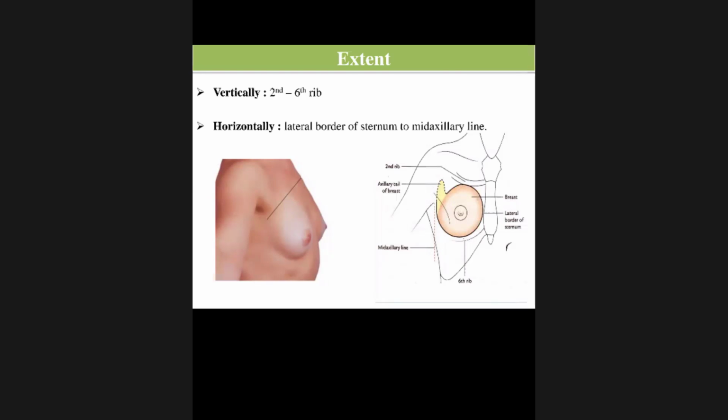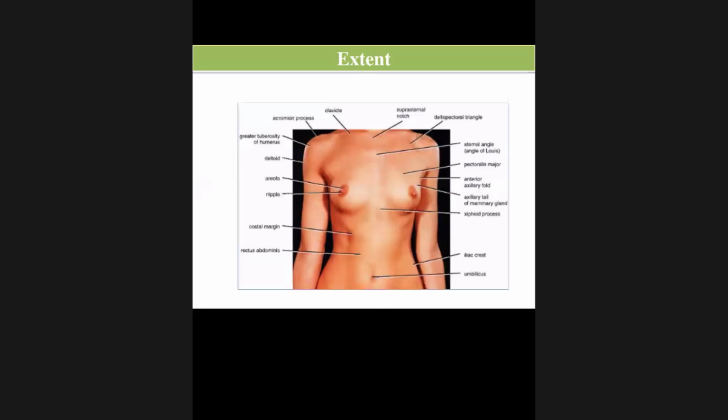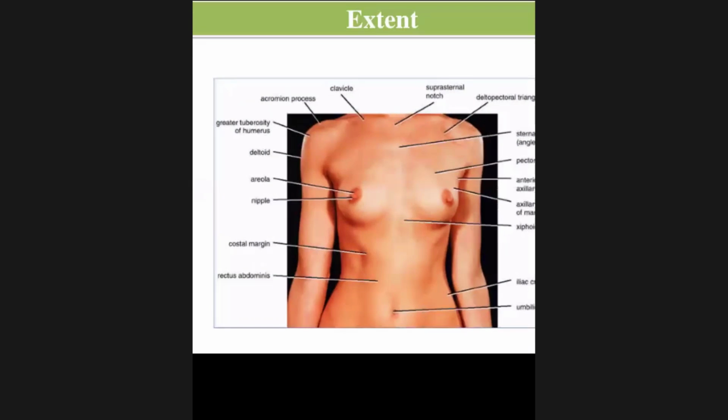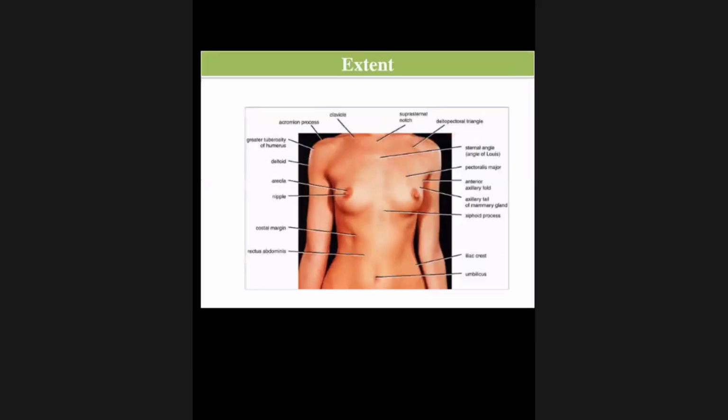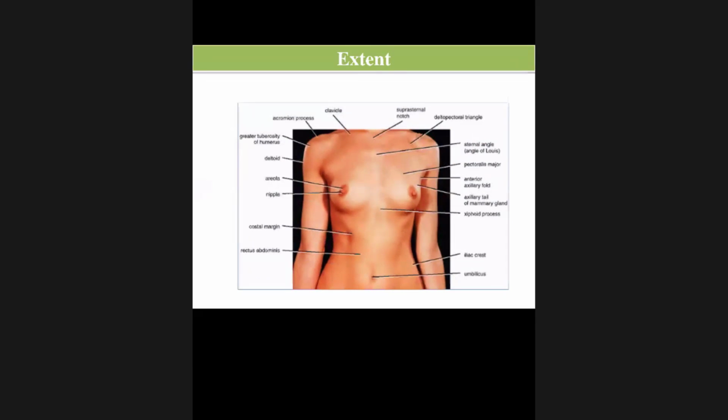So the mid axillary line is the midway between the two axillary folds. So where does the lateral extension of the mammary gland go from? Lateral border of the sternum to the mid axillary line. We can see here lateral border of the sternum to the mid axillary line. That is the horizontal extension. Vertical extension is from the second to sixth rib.